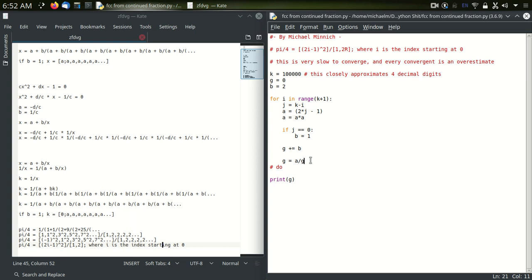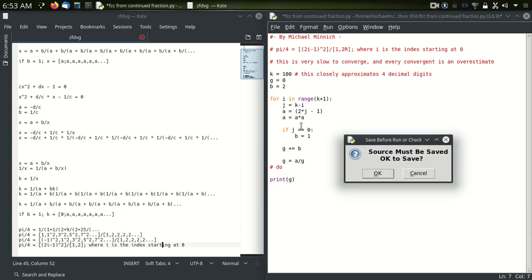And then, because it's the inverse of the normal thing, there were issues with me figuring this out. This took me a minute. But here, at 100,000, it closely approximates 4 decimal places, so that it's 0.785389. But let's just do 100 so you can see what's happening there.